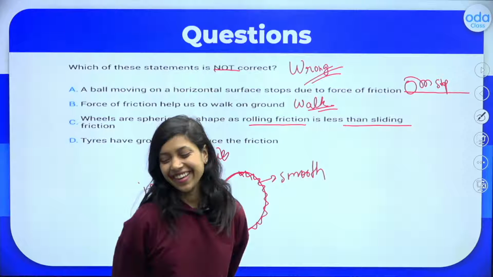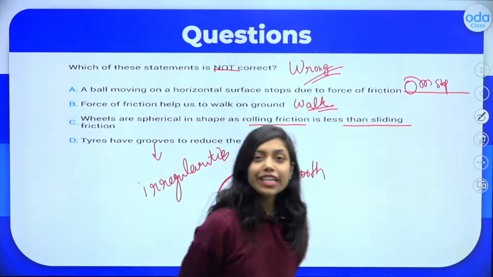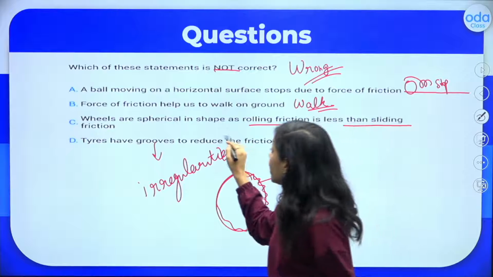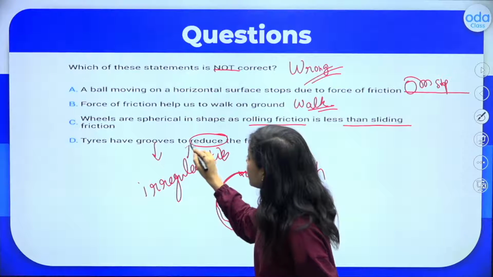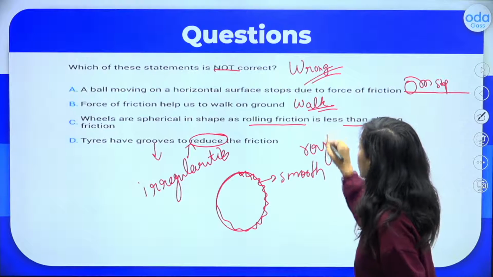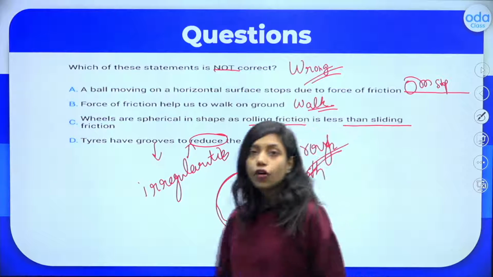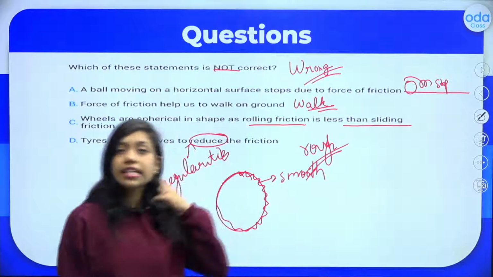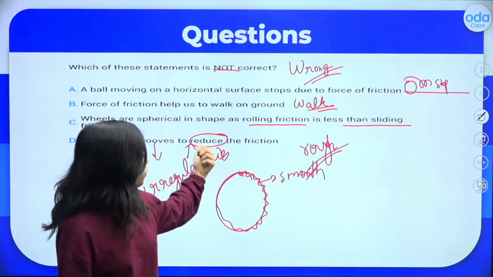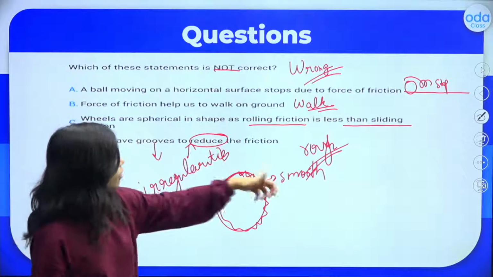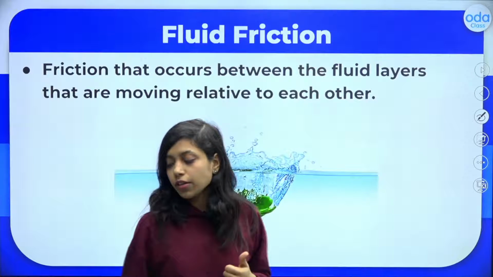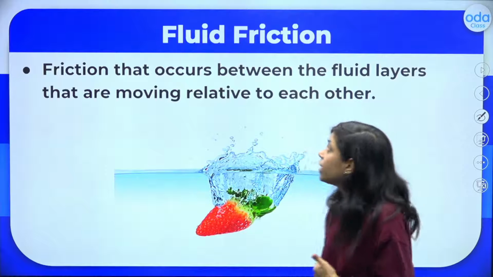Okay. Yes, of course, statement D is wrong, right? So why will there be grooves on a tire? That is not to reduce the friction, but to increase the friction. We want the tire surface to be rough, not smooth. If the tires are smooth, we can easily fall. The vehicles can easily fall. Whenever you apply the brake, it might skid. So we should make the surface rough by increasing the friction, and that is why statement D is wrong here. Now coming to the last type of friction, that is fluid friction.